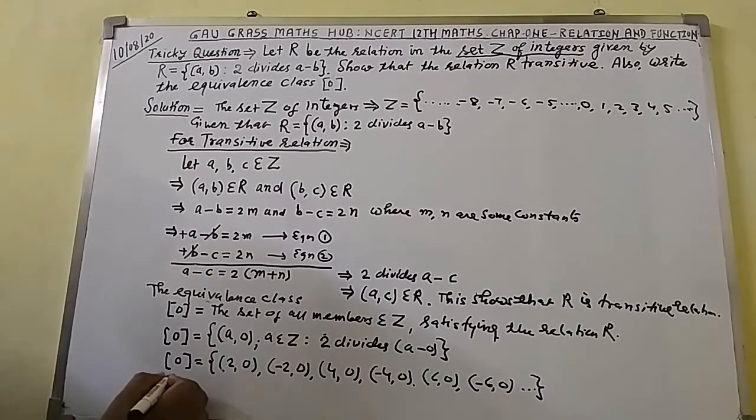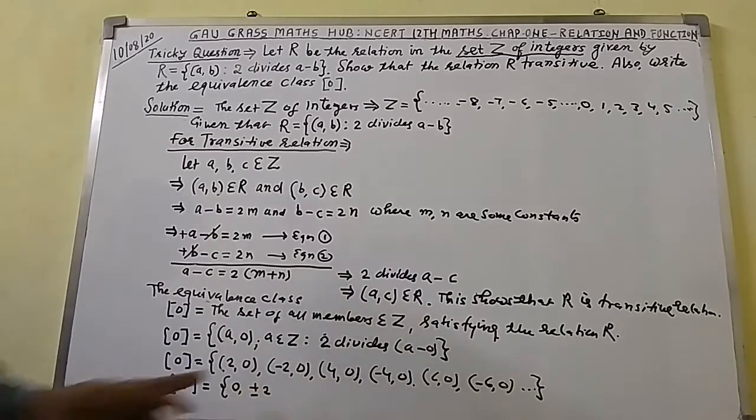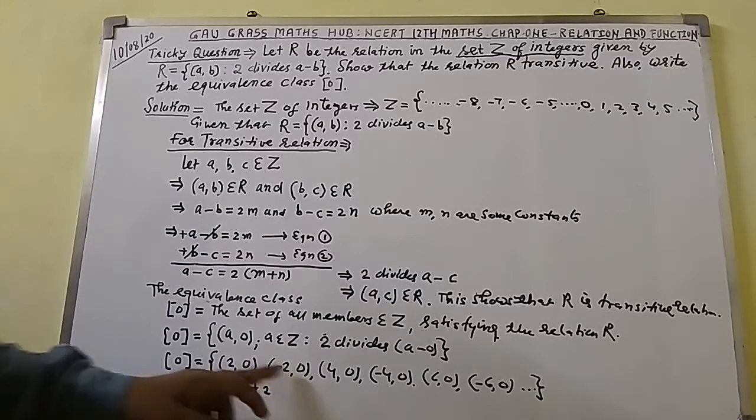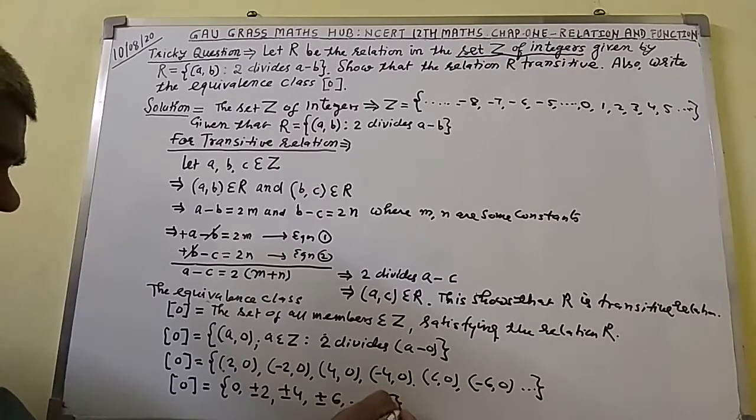Now get the set here. 0 will be the first member. The second member will be plus minus 2, because here you can see plus 2 and minus 2. The third member will be plus minus 4. Then plus minus 6, and so on, up to infinity.